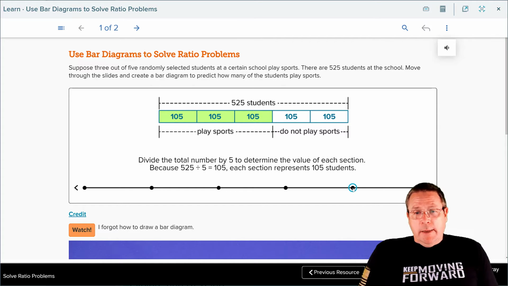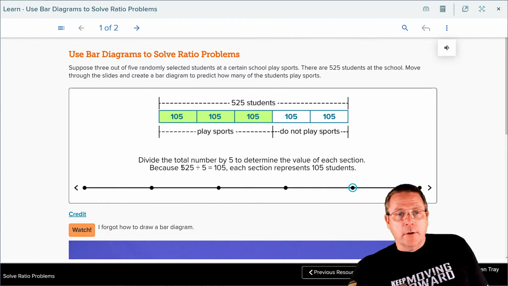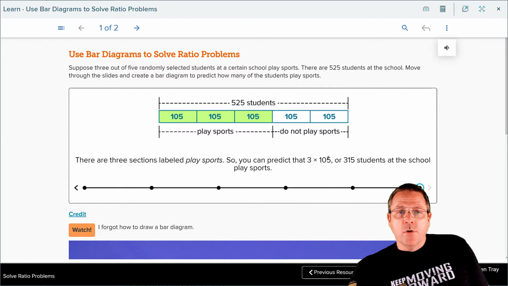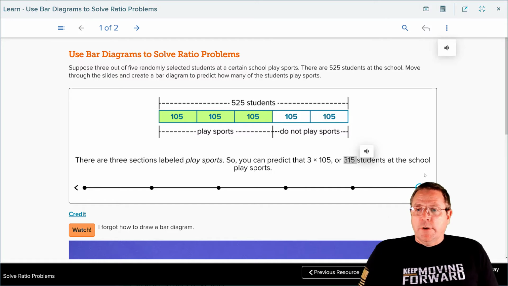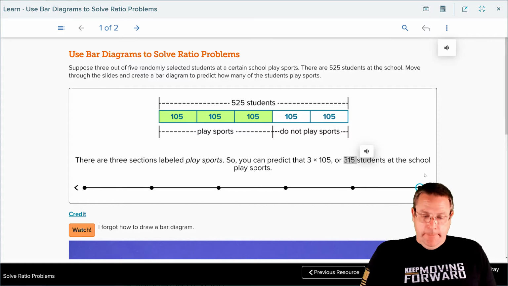Well, if you were to divide, you can see right down here, that's where they did it. They divided 525 by 5, and that is where they got this 105 in each one of those. They used division to find out how big each of those 5 sections was going to be. Then the next thing they did is multiply that number, 105, by 3, and by doing that, they found out that approximately 315 students at the school will play sports based on that survey.